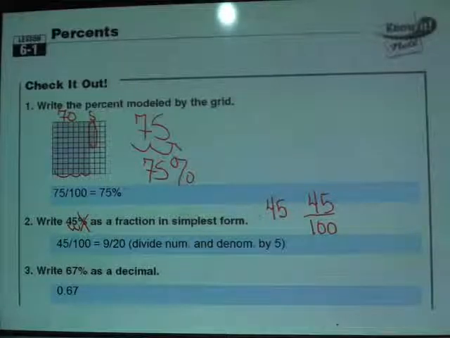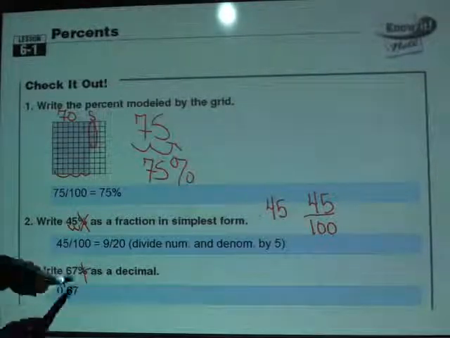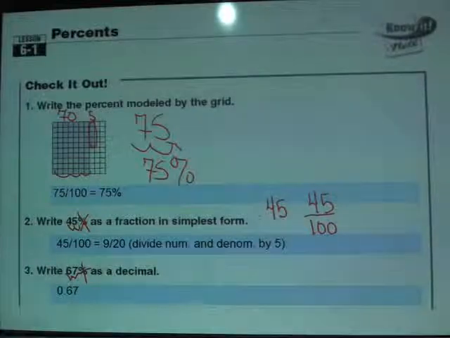Finally, in number 3, they're asking us to write 67% as a decimal. Again, to go from percent to a decimal is really simple. Eliminate the percent sign and then move the decimal twice to the left. So I make this go away and then go twice to the left with my decimal, and that's 0.67.